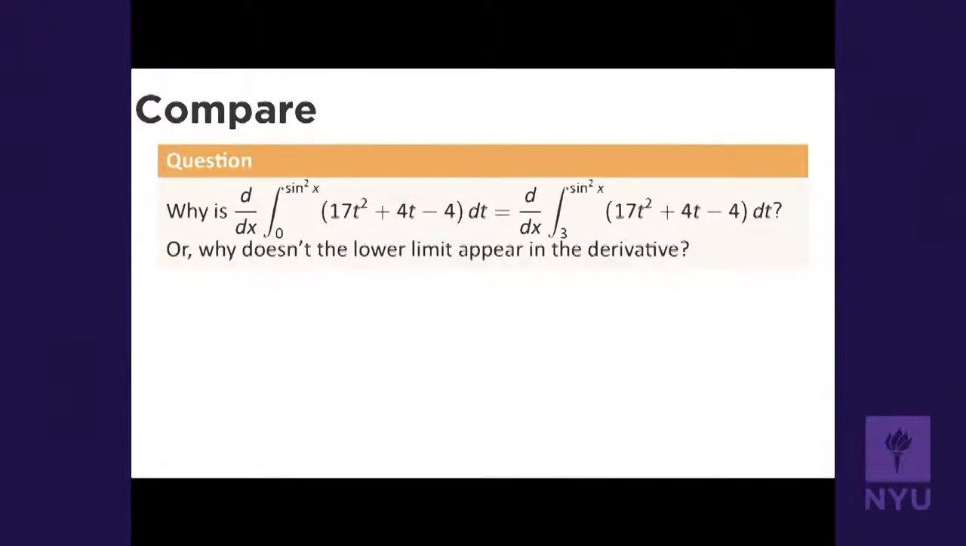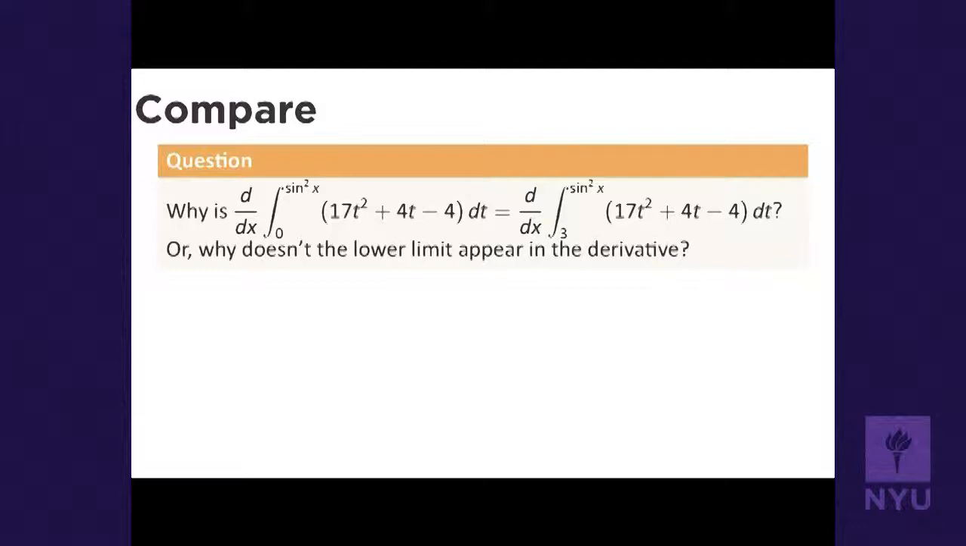Why is the derivative of the function which integrates from 0 to sine squared x equal to the derivative of the function which integrates from 3 to sine squared x? Well, what is the difference between these two functions? One's got a 0, one's got a 3, right? But what if you subtracted the integral from 3 to sine squared x from the integral from 0 to sine squared x? What would you get? You get the integral from 0 to 3, right?